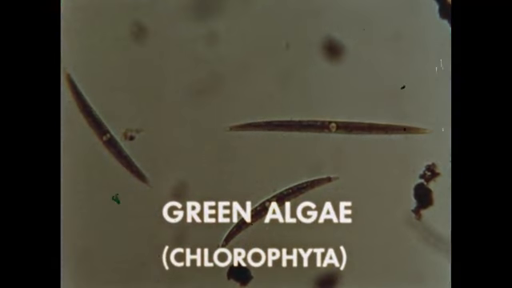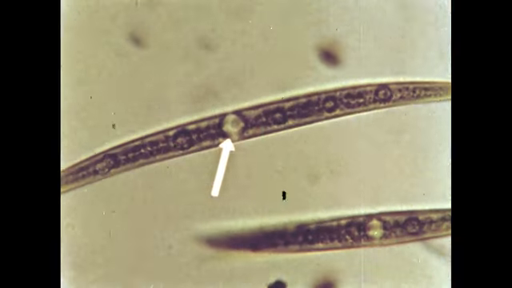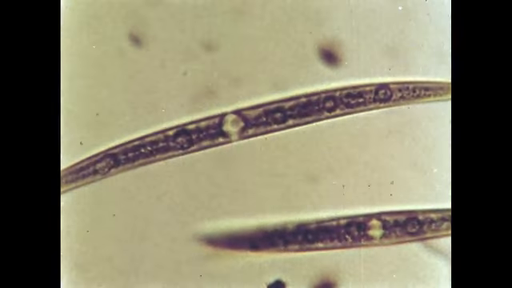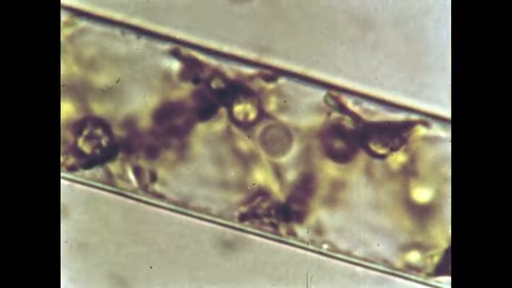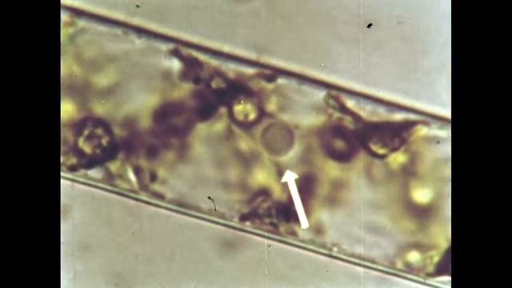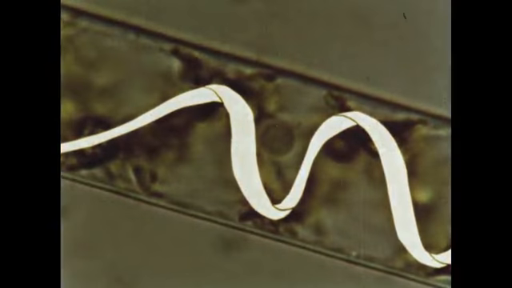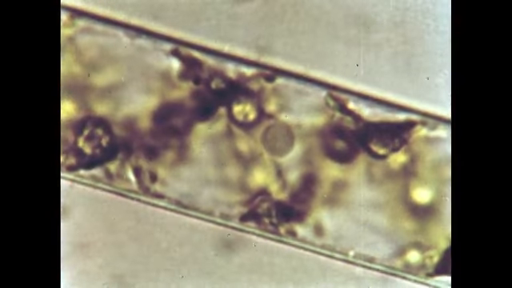The green algae have cells with a distinct nucleus and produce starch in one or more plastids containing chlorophyll. The nucleus is evident in Closterium. And in Spirogyra. This is the spiral chloroplast of Spirogyra.